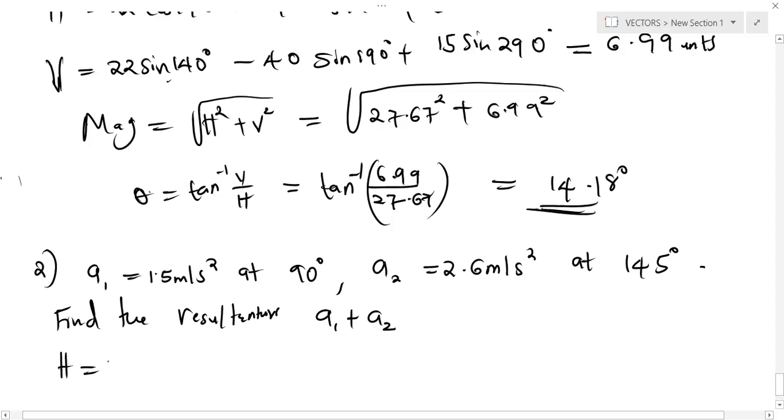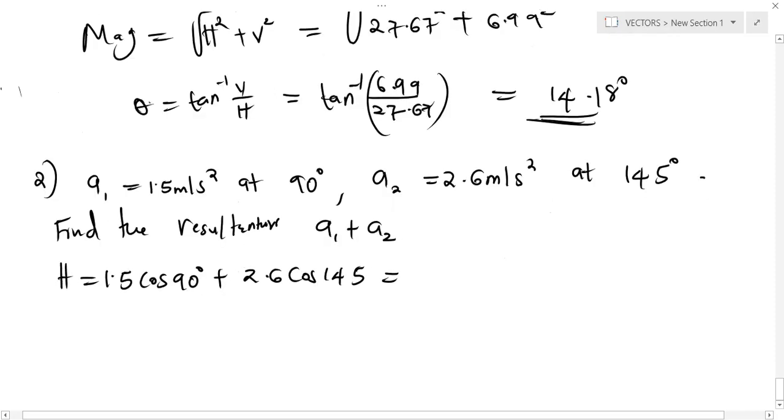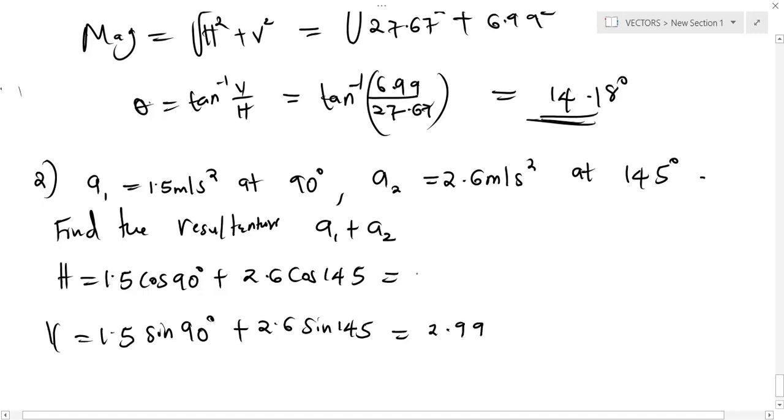Now, let's resolve. The horizontal component will be given by 1.5 cos of 90 degrees plus 2.6 cos of 145 degrees. And the vertical component, in a similar manner, will be given by 1.5 sine of 90 degrees plus 2.6 sine of 145 degrees. And what does this translate to? If you evaluate the vertical component, you will get 2.99. For the horizontal component, you'll get minus 2.13.